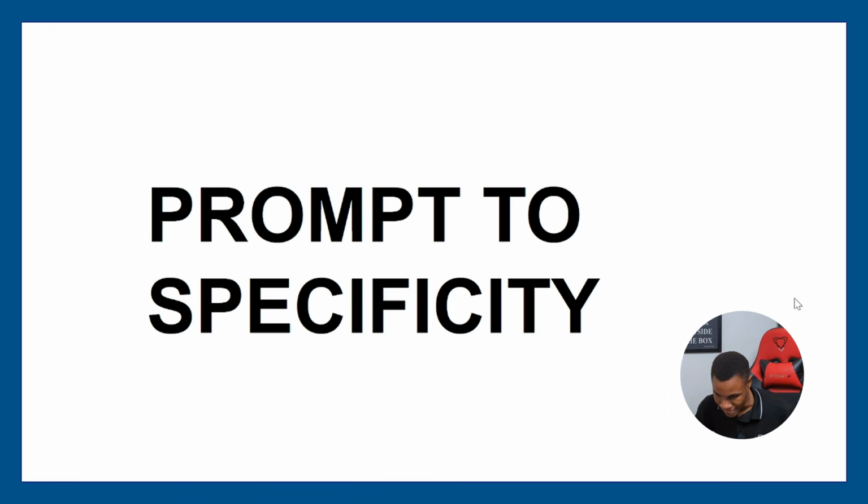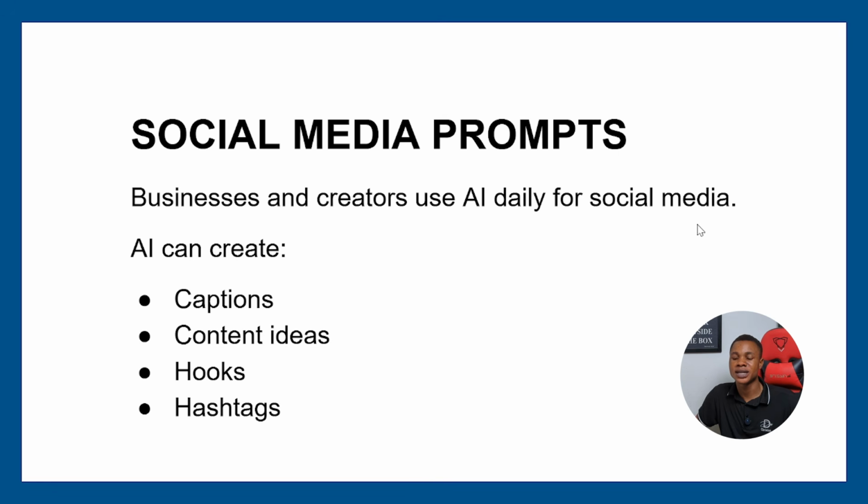All right, now we are going to go to prompt specificity. We're almost coming to the end of this class, the end of this first course. Is that okay? The first video. So for prompt specificity, we want to talk about how to use prompts to generate captions for social media platforms like Instagram, Facebook, etc.